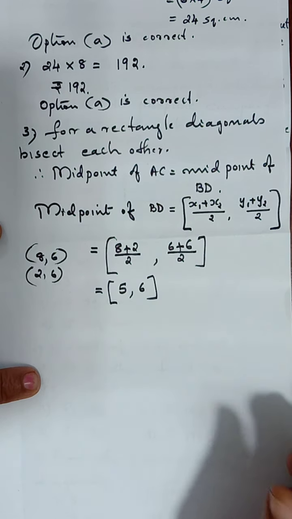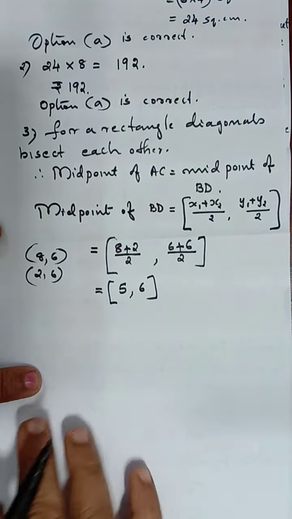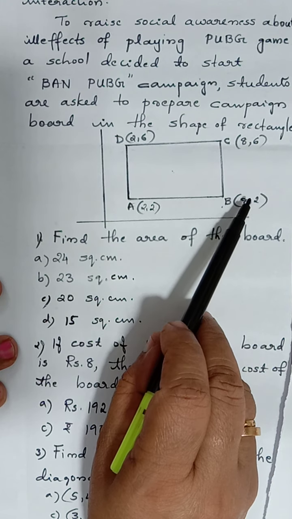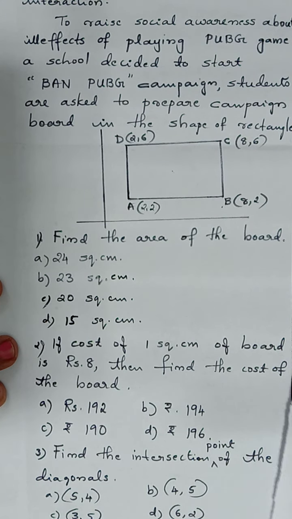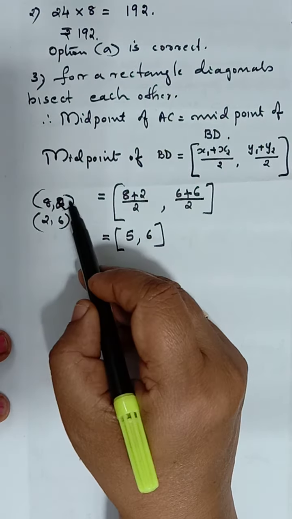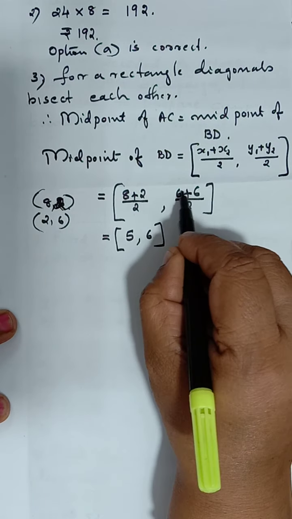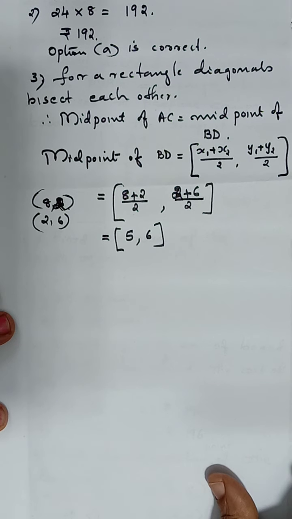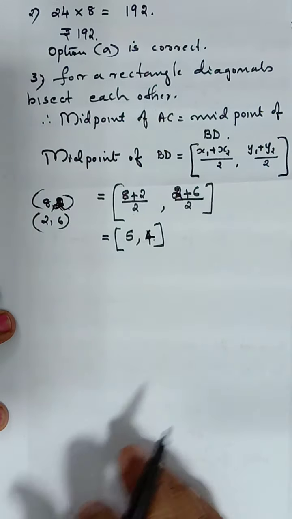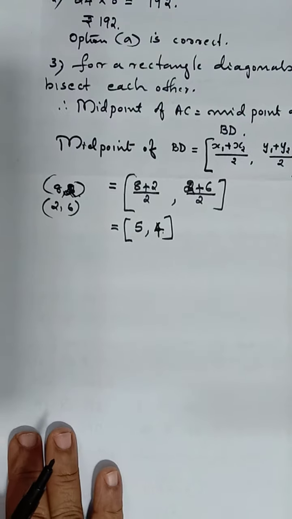Let us check the coordinates. BD, again check the coordinates. B is 8, 2 and D is 2, 6. If it is 8, 2, then 8 plus 2 by 2 is correct. Here it is 2 plus 6, 2 plus 6 by 2. That is 8 by 2. 8 by 2 is 4. Let us check the answer. 5, 4.